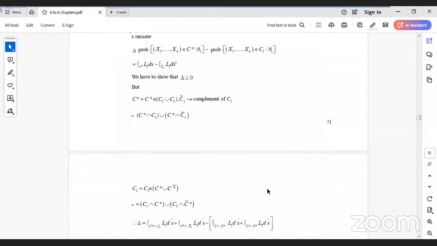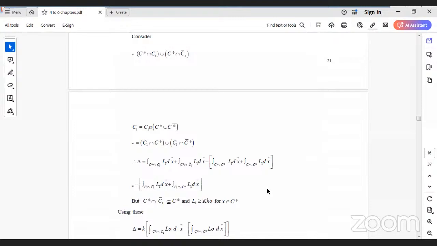Similarly for C1, with the bars. Union means combining the values: if 1, 2, 3 are in A and 4, 5, 6 are in B, the union is 1, 2, 3, 4, 5, 6, but intersection is different, the common values we have to take. Here C1 is the intersection of C1 with C star union C1 with C star bar.